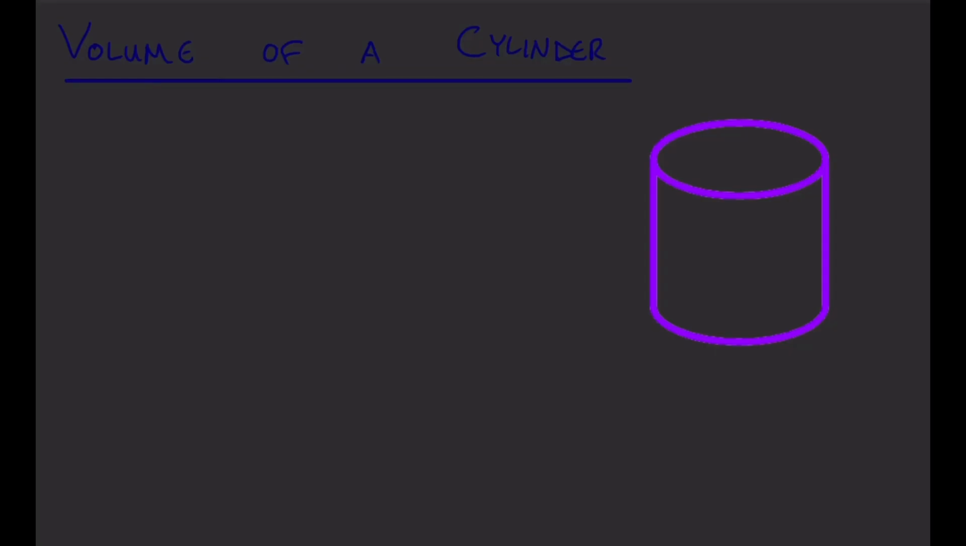Today we're talking about volume of cylinders. Volume is all the space inside of a 3D object. The formula for finding volume of a cylinder is V equals base times height. Now, when I say base, I mean the area of the base. And when I say height, I mean height of the cylinder.